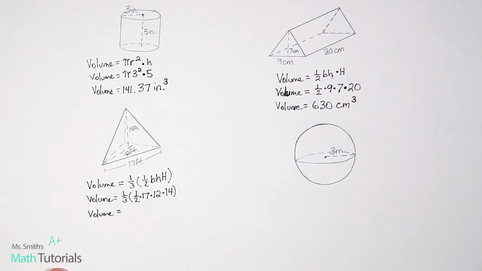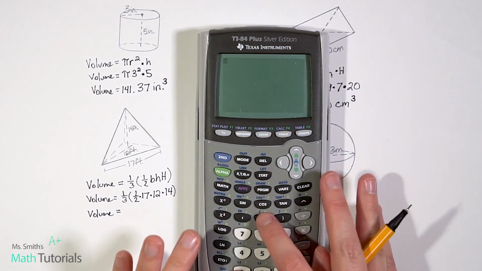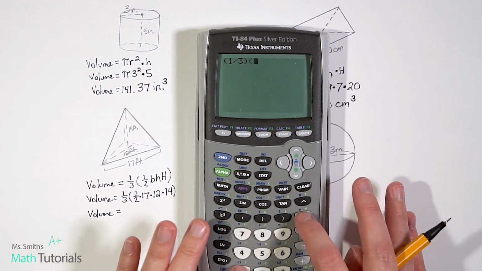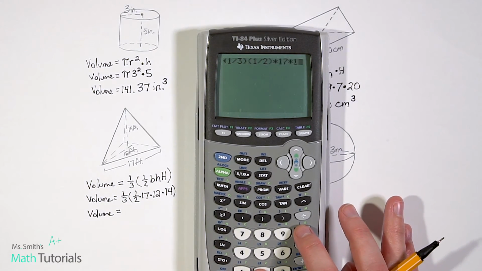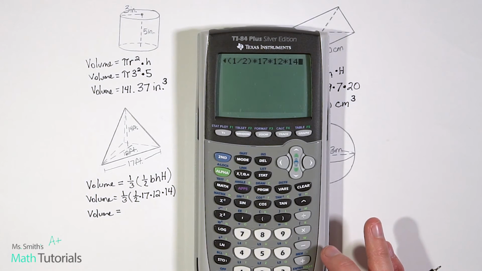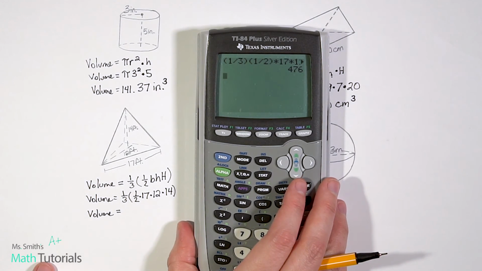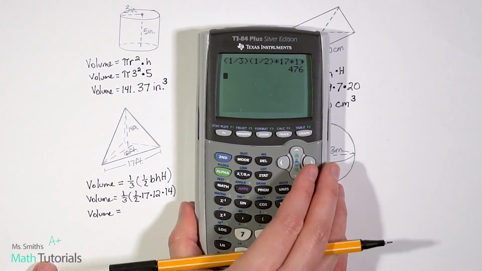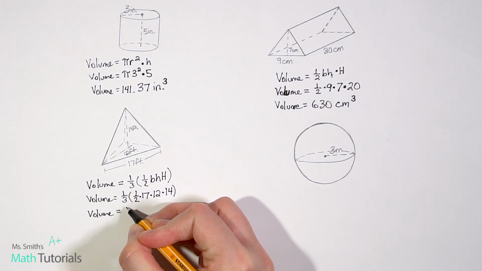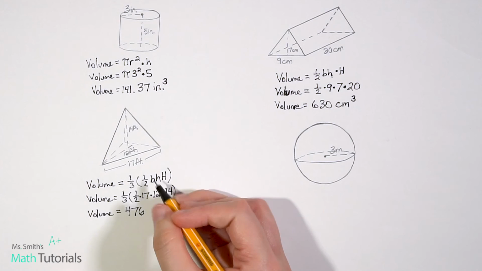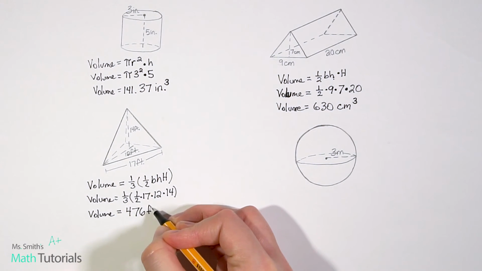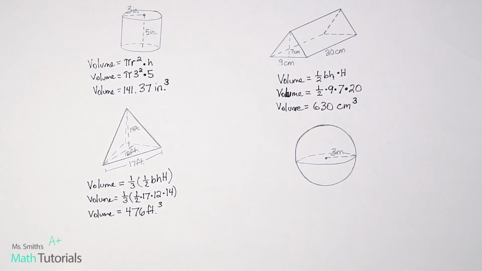So in order to find our volume, let's bring out our calculator. So we got 1/3 times 1/2 times 17 times 12 times 14. 476. So we get 476. And this time we're measuring in feet, so we'd call it feet cubed.